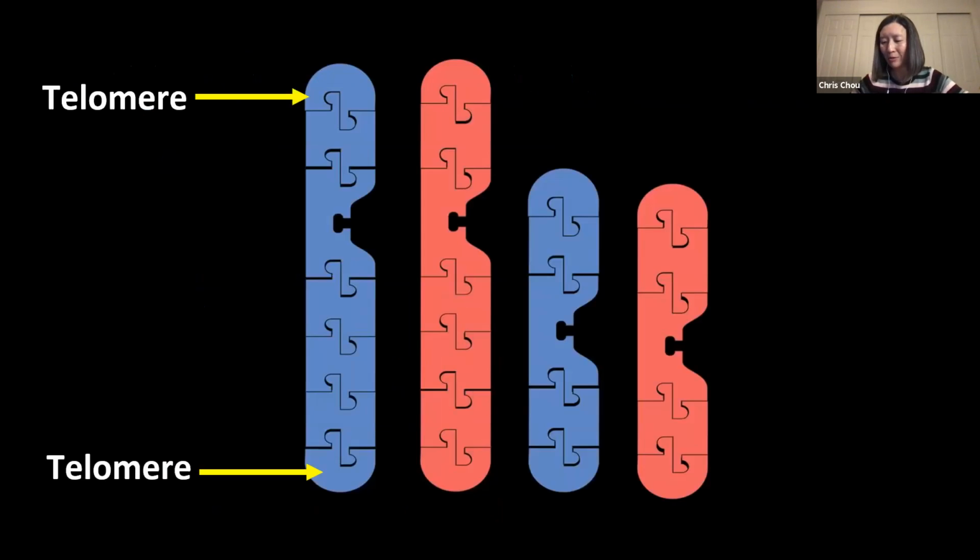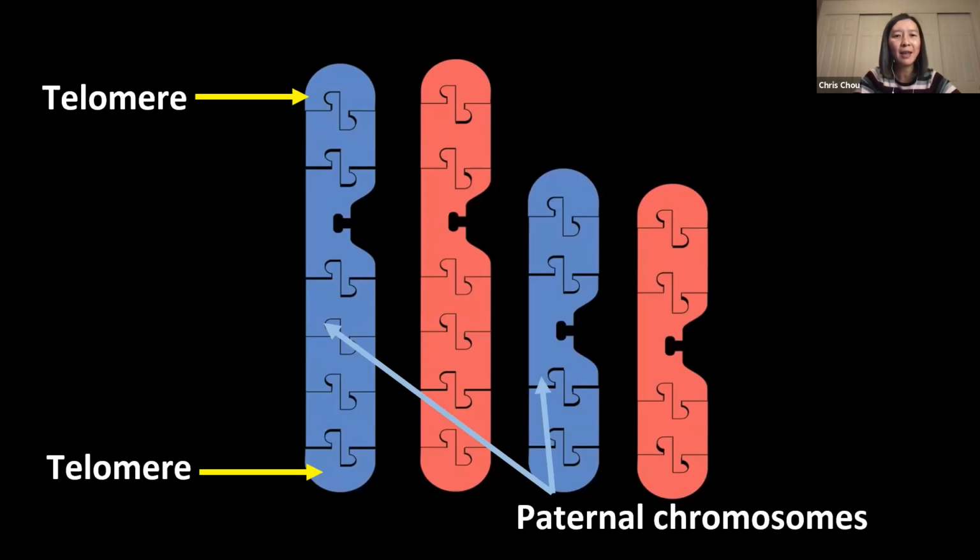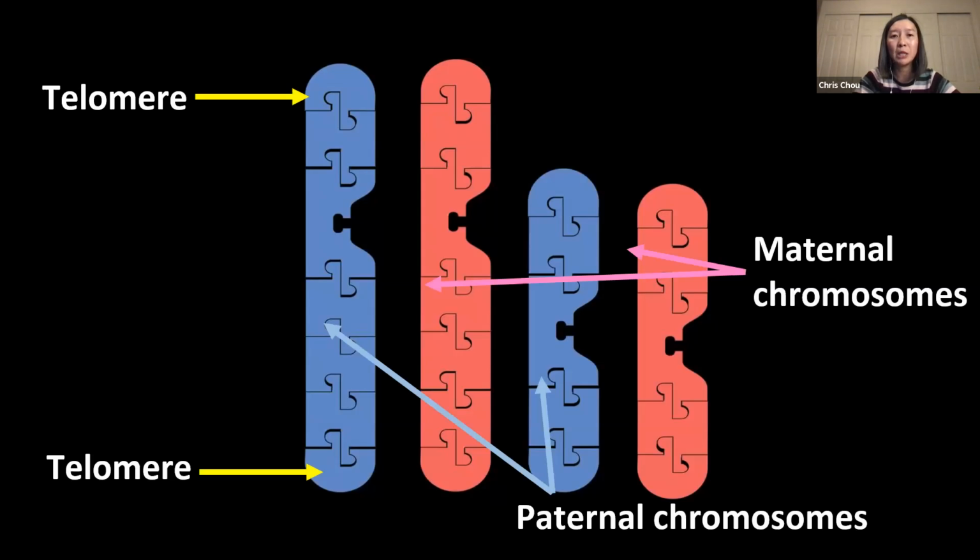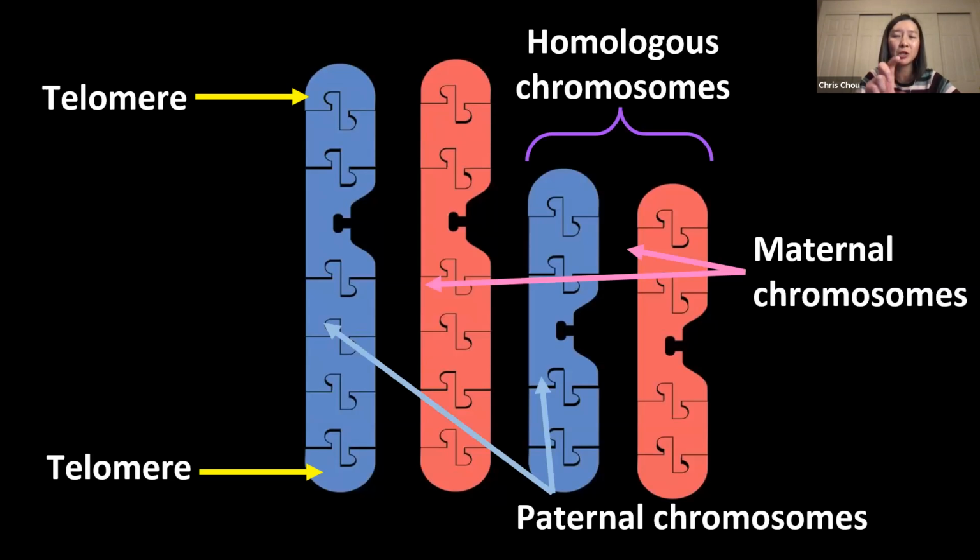I usually walk my students through as they have their foam pieces in front of them. Even with my AP students, I have them take their pointer finger and actually point to the parts, because I want them to show me that they understand where the parts of the chromosome are. So the ends are the telomeres. Blues are going to represent paternal chromosomes, and the reds are representing maternal chromosomes. And of course, you've got 2 of each type or size of chromosome. Those are the homologous chromosomes.